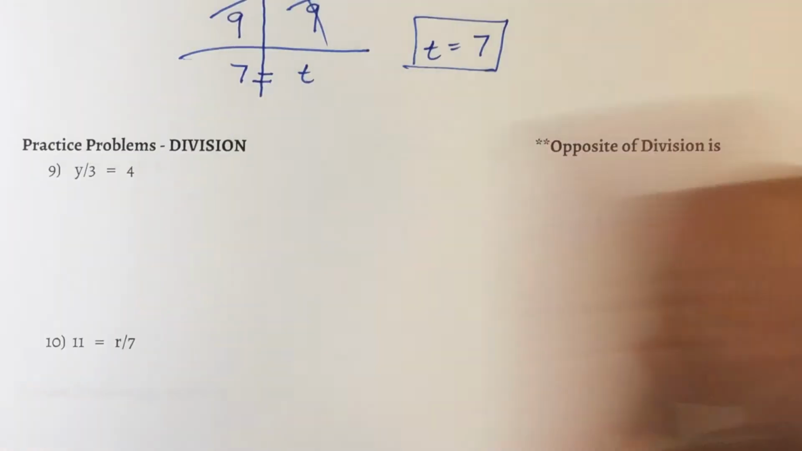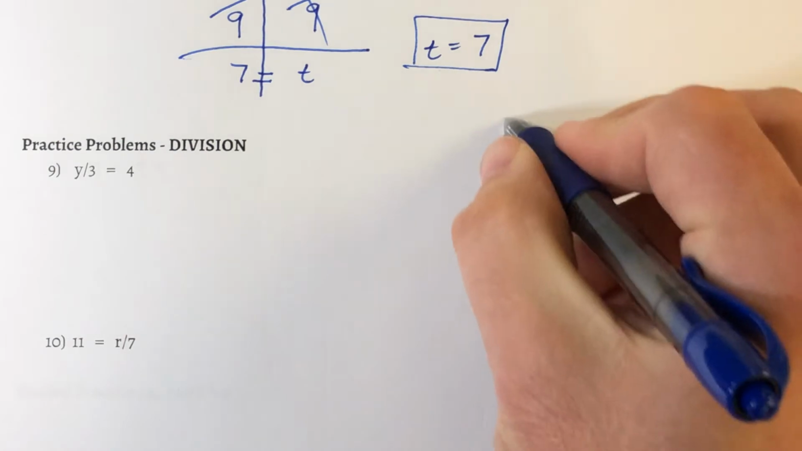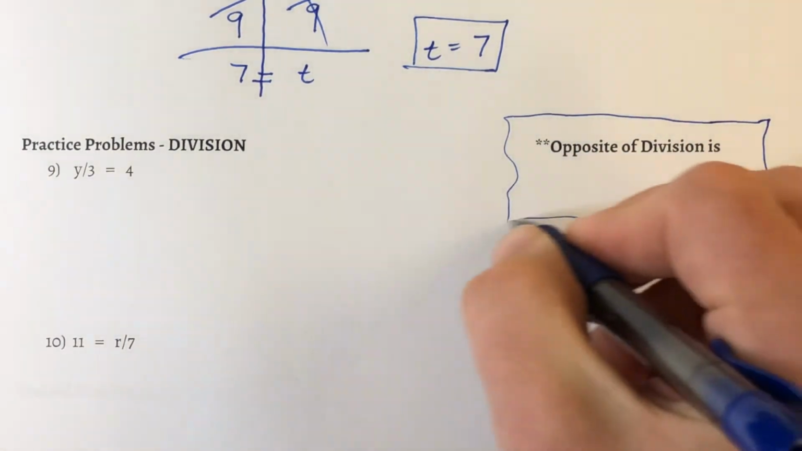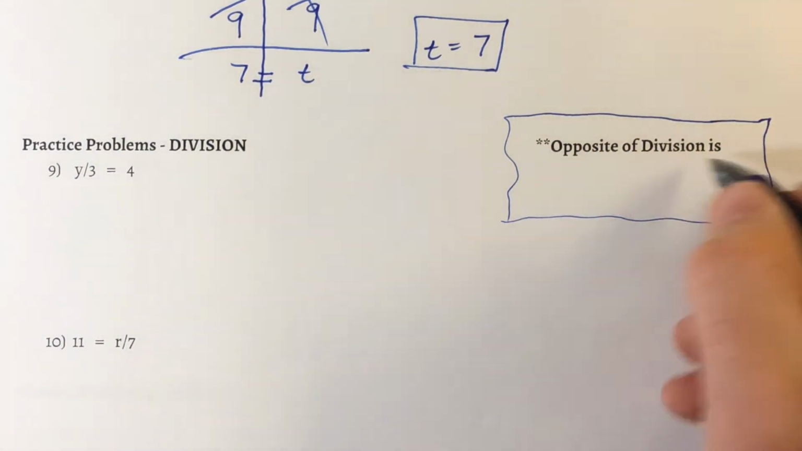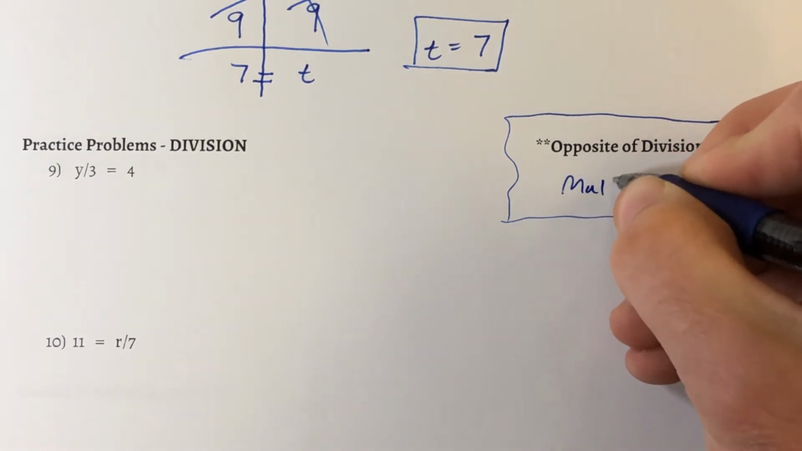Division. We need to know our opposite, so we can kind of do the opposite rule, basically. What's the opposite of division? Multiplication.